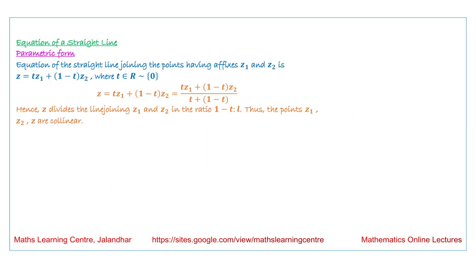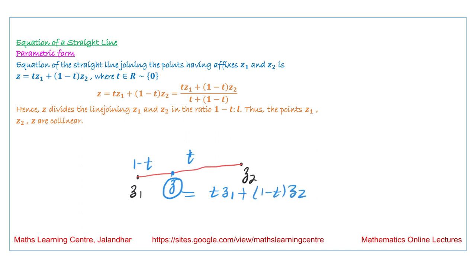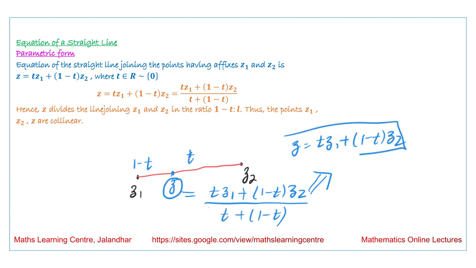Next, we are writing the equation of the straight line in the parametric form. Suppose we have the points Z1 and Z2 and we want to find the equation of the line joining these two points. Suppose this is the required line, and there is a point Z over here which divides it in the ratio of 1 minus t is to t. Then the coordinates of this point Z will be given by t times Z1 plus 1 minus t times Z2, divided by t plus 1 minus t. This implies that the equation of the line is Z equal to t Z1 plus 1 minus t Z2. So, this is the equation of the line joining the points with the affixes Z1 and Z2.